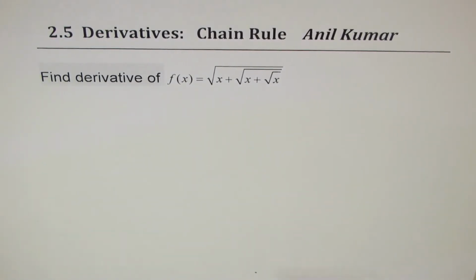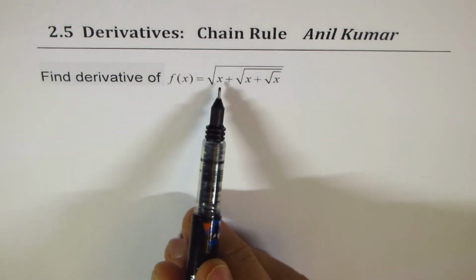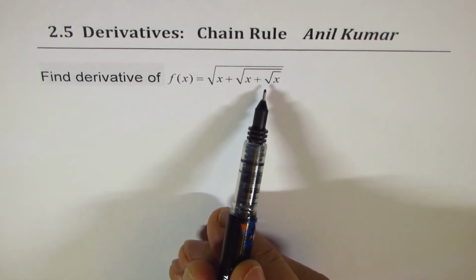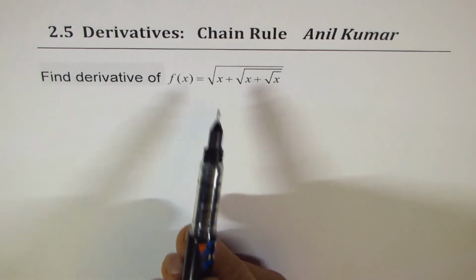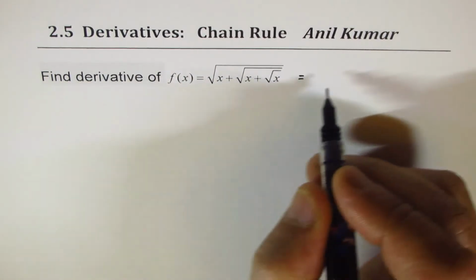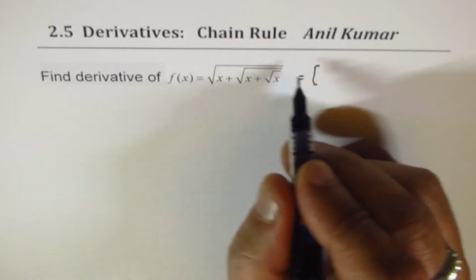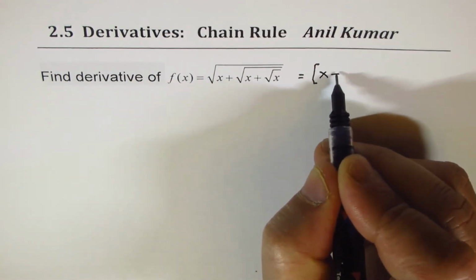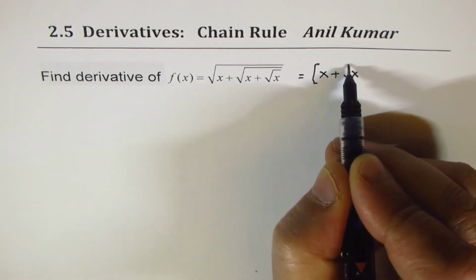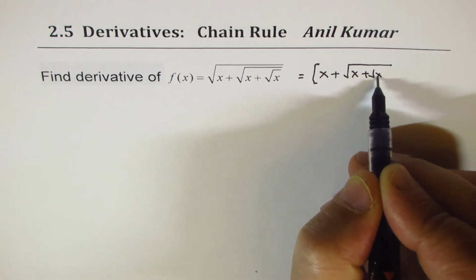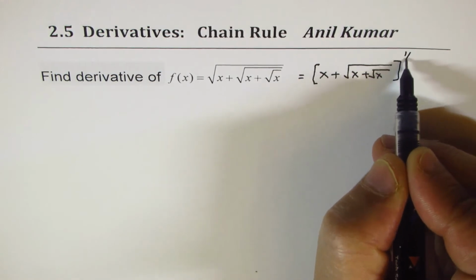The question here is, find derivative of f of x, which is equal to square root of x plus square root of x plus square root of x. So we can apply the chain rule here. You could also write this function as, so this is the top square root which we are trying to work out. Let me write at first stage only like this, square root of x plus square root of x, right? And everything to the power of half, right?